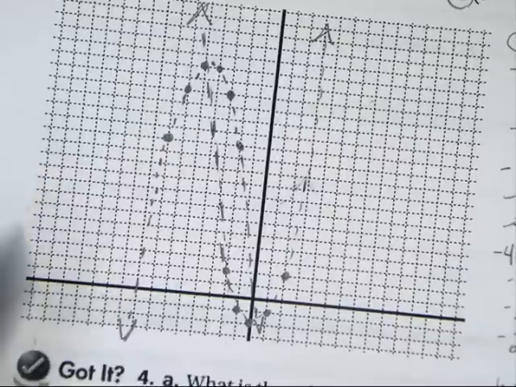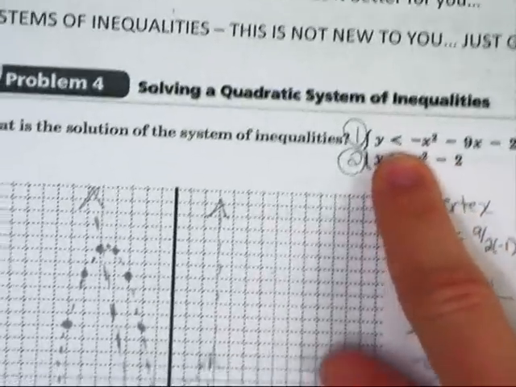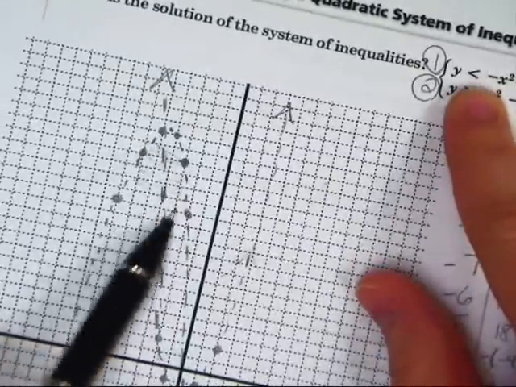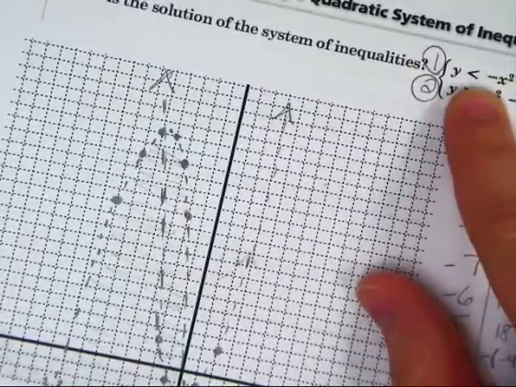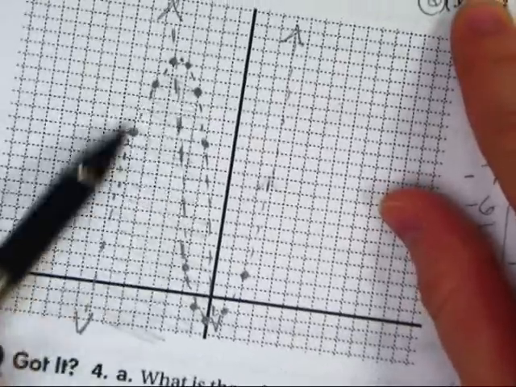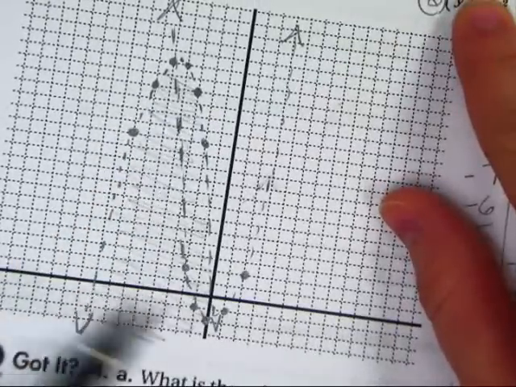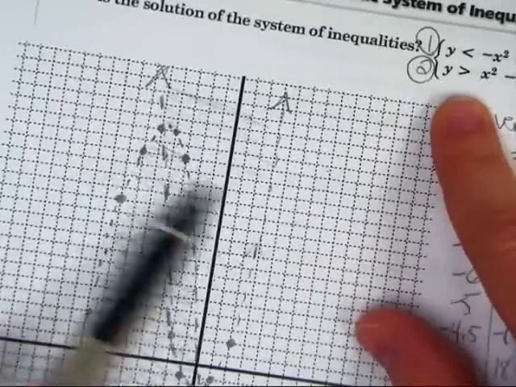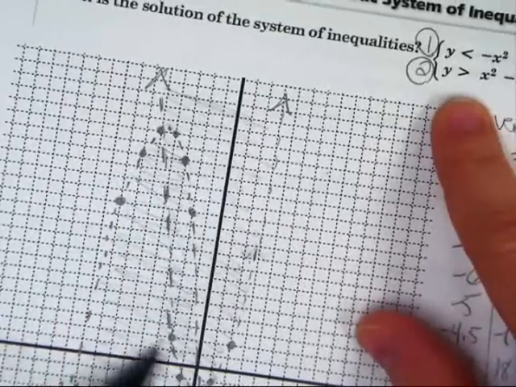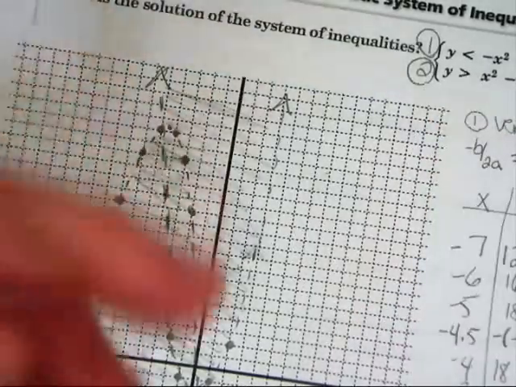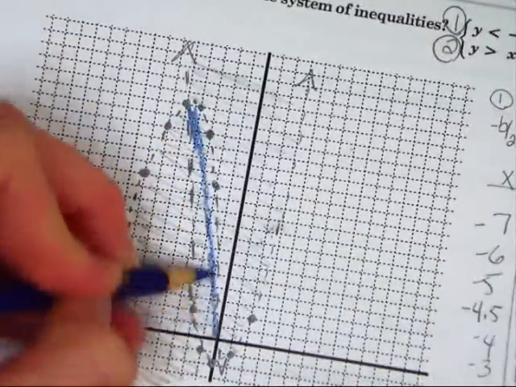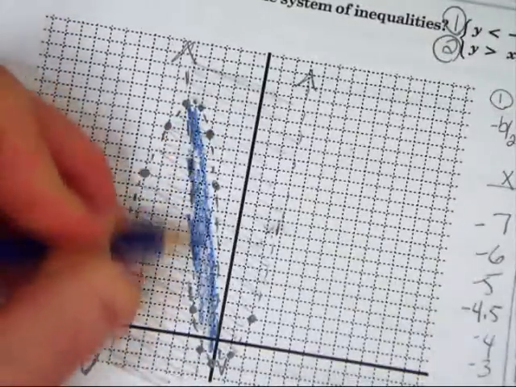Now we need to figure out where to shade. The first one was less than, so I'm going to shade below my parabola. So I shaded below my dotted line on the first one. The second one is above, so I'm going to shade above my dotted lines. Do you see the area where the intersection occurs? That area is your final answer.